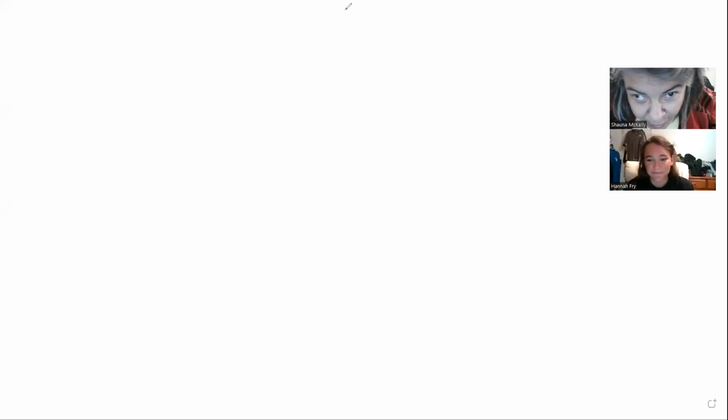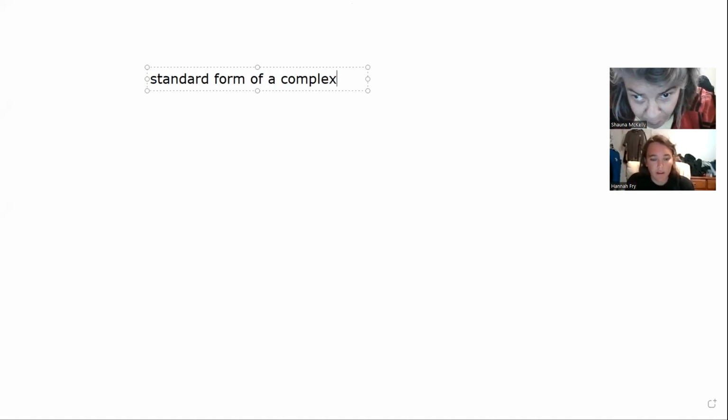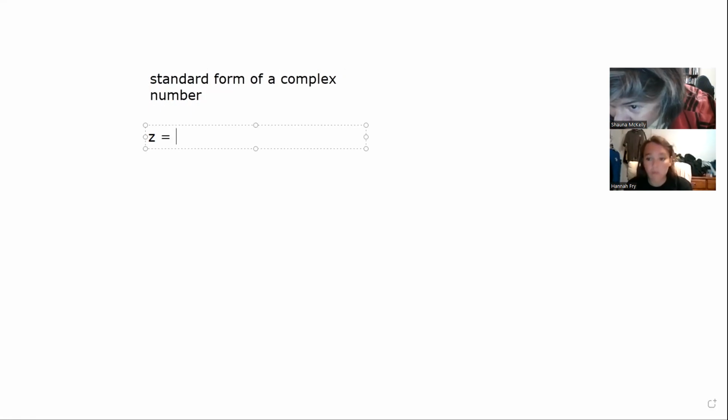Let's take a step back for a minute. Let's remember something about complex numbers. We have real numbers, we have complex numbers, and we have what we call the standard form of a complex number. Usually we use a Z for this when we're talking about a specific number. Sometimes we use subscripts like Z1, Z2, Z3. But it's something like A plus BI. That's the standard form of a complex number.